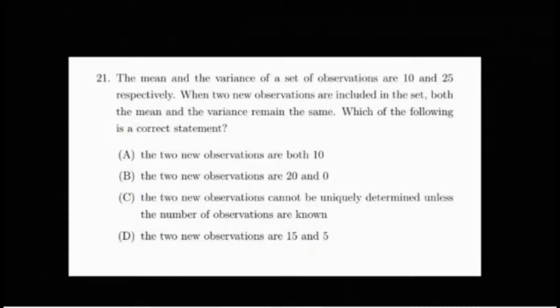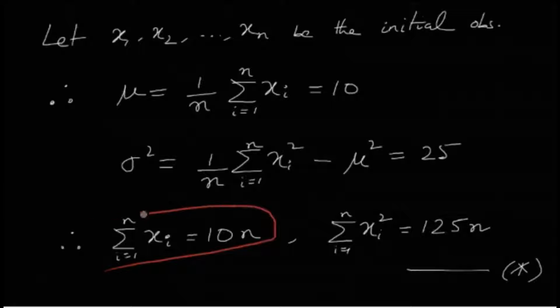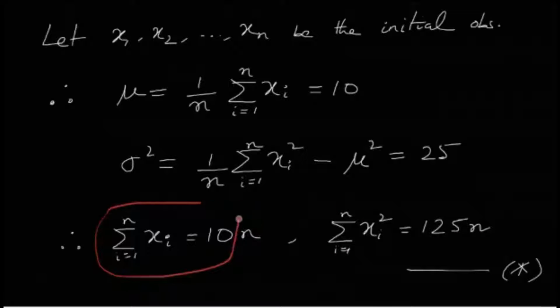So we don't know the number of observations, so let x1, x2 up to xn be the initial observations. Therefore, the mean mu is equal to 1 by n summation xi running from 1 to n, that is given as 10, and the variance sigma square is 1 by n summation xi square running from 1 to n minus the mean mu square, which is equal to 25. Therefore, from this we get that summation xi running from 1 to n is 10n, and since mu is known, it's 10, so here summation xi square is 125n. This is going to be needed later.